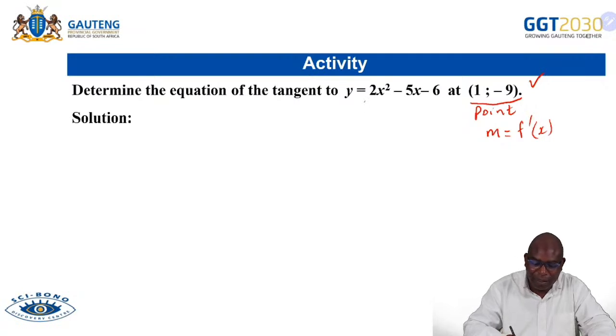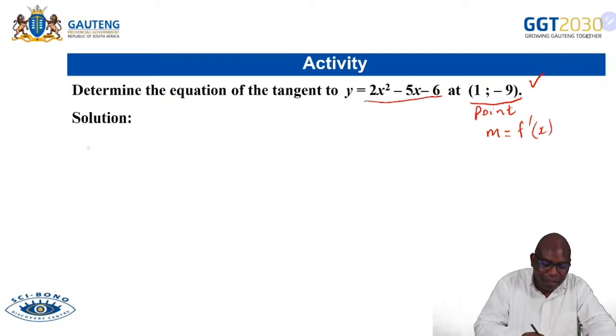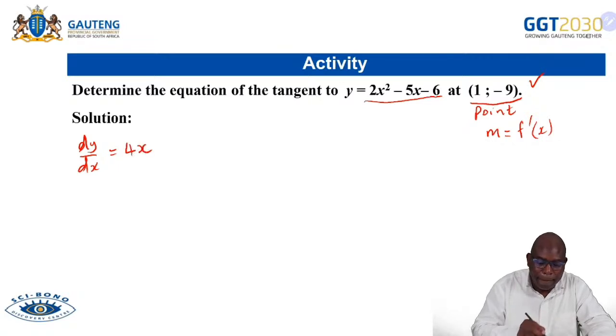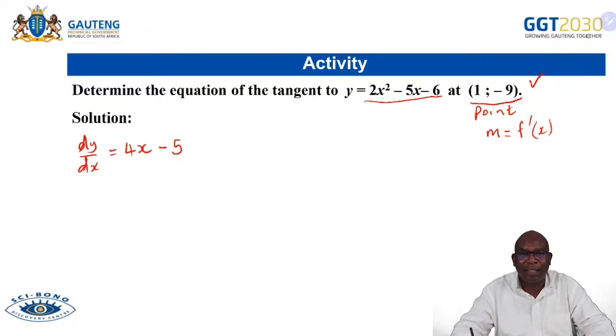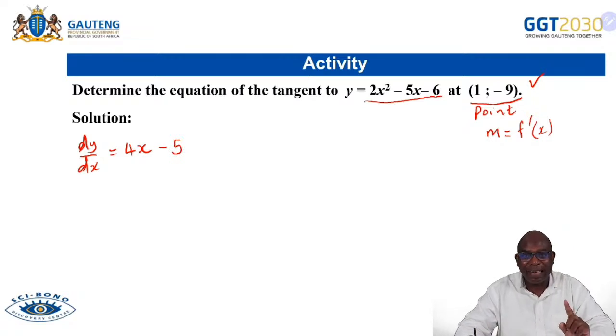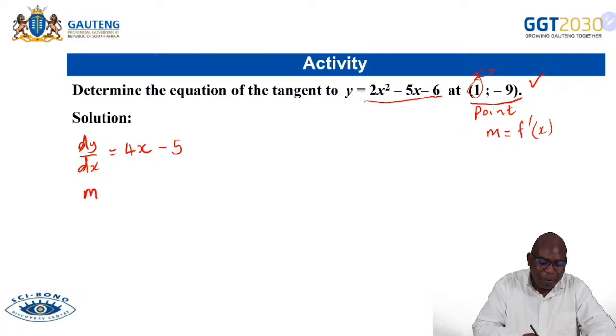So what should I do? I must derive that. So to derive that, I'll have dy over dx equals, easy to derive, 4x minus 5. Done. That's the derivative of that. What else do I need? I need a gradient. The gradient is at a point, so I use the x value because it is at this point here. Remember, I said derivative is gradient. So to find the gradient, I substitute x by 1. Then I'm going to get 4 minus 5, which is negative 1.